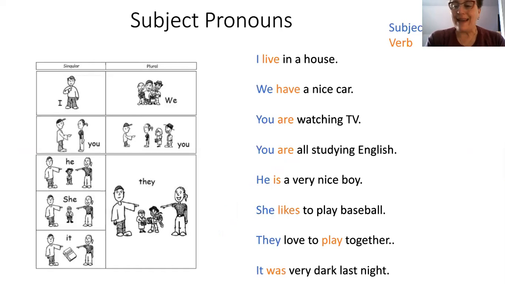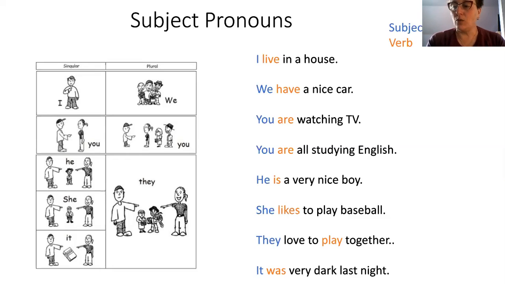So there are 8 different types of subject pronouns. Now we can talk about them in the singular. That means just one, talking about one person, place, or thing, or idea. Or we can talk about it in the plural. Plural means more than one. So if we're talking about singular subject pronouns, we would use the terms I, you, he, she, or it.